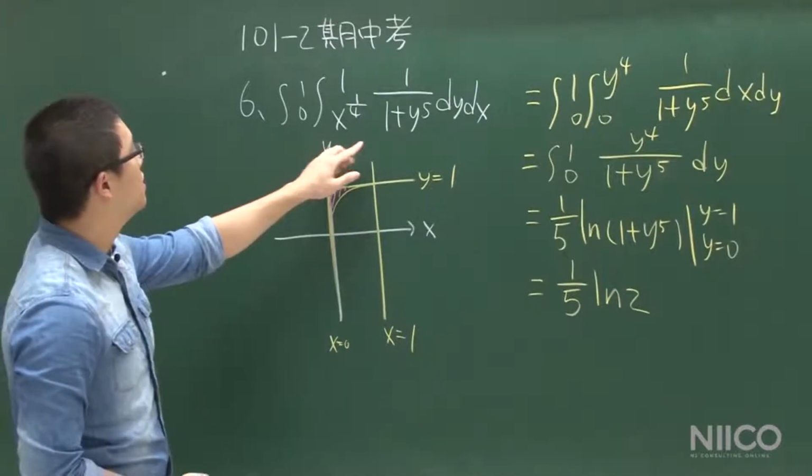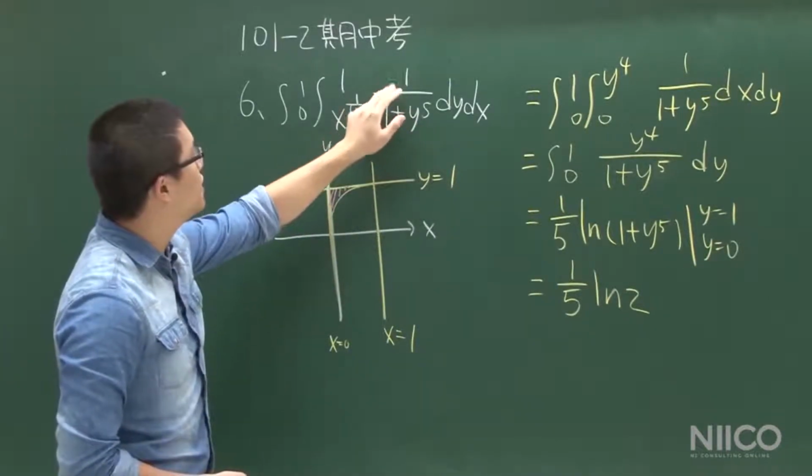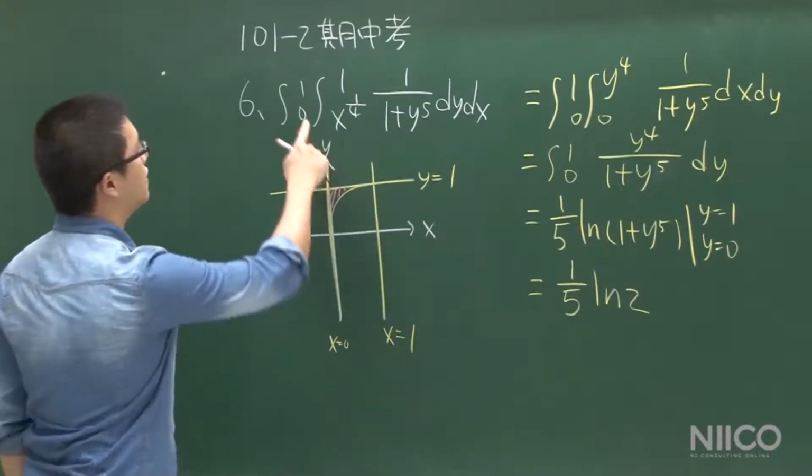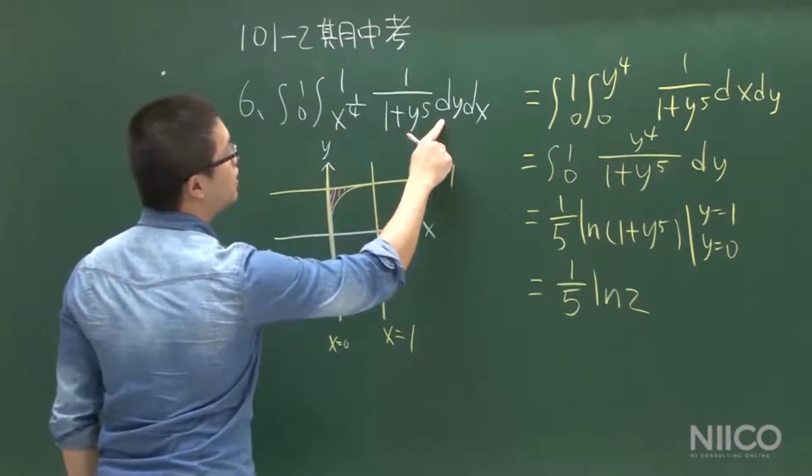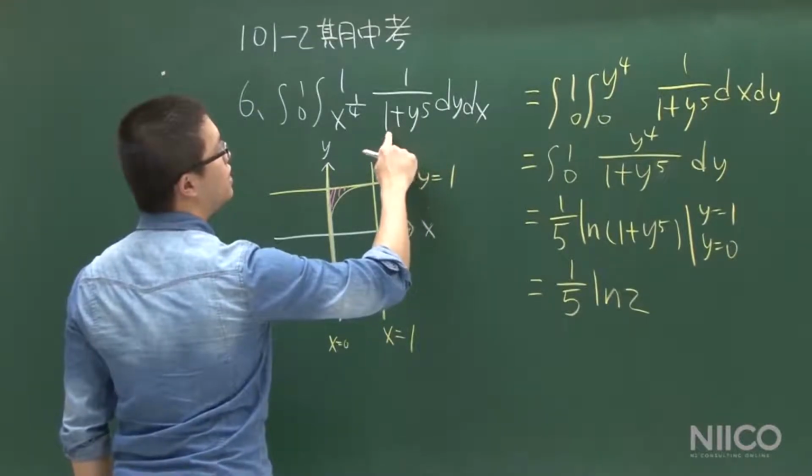Hello everyone, so today we're going to calculate the double integral. The body of the integral will be 1 over 1 plus y to the fifth dy times dx. Y is from x to the 1/4 to 1 and x is from 0 to 1.